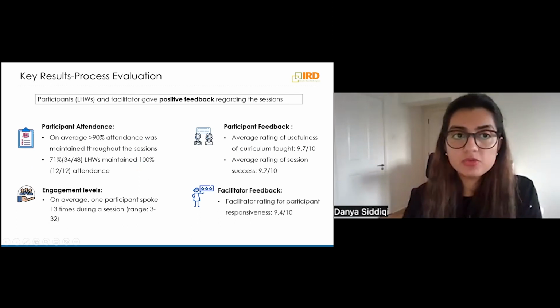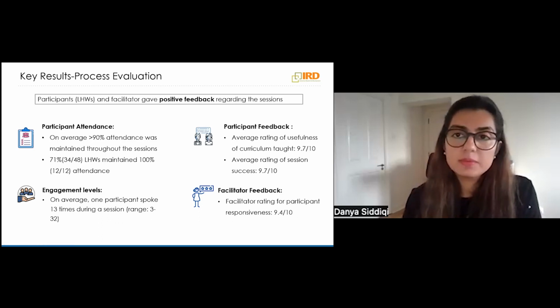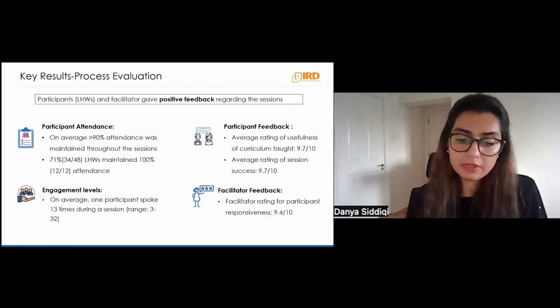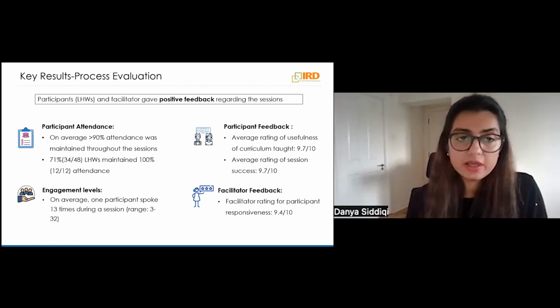Then I'm going to now move on to the key results that we saw as a result of delivering the intervention. So my first slide is on the key results from the process evaluation that we conducted. Just to give a little bit of background, because such an intervention was being conducted for the first time, we had a key process evaluation component incorporated within the intervention just to see that it was being implemented as intended.